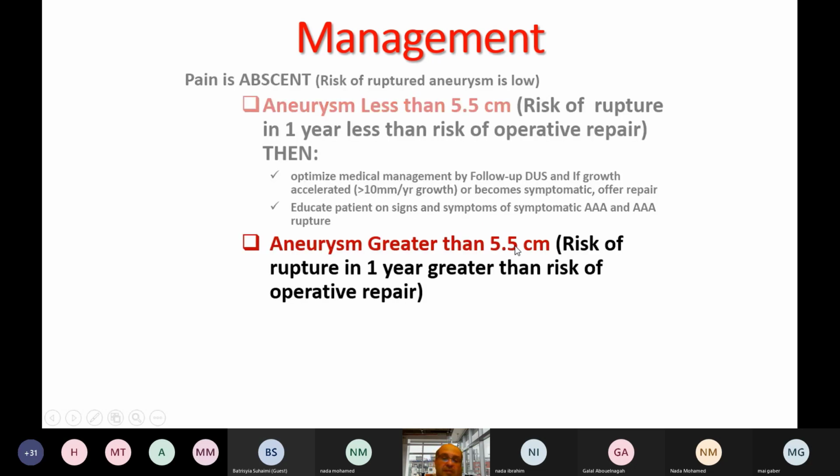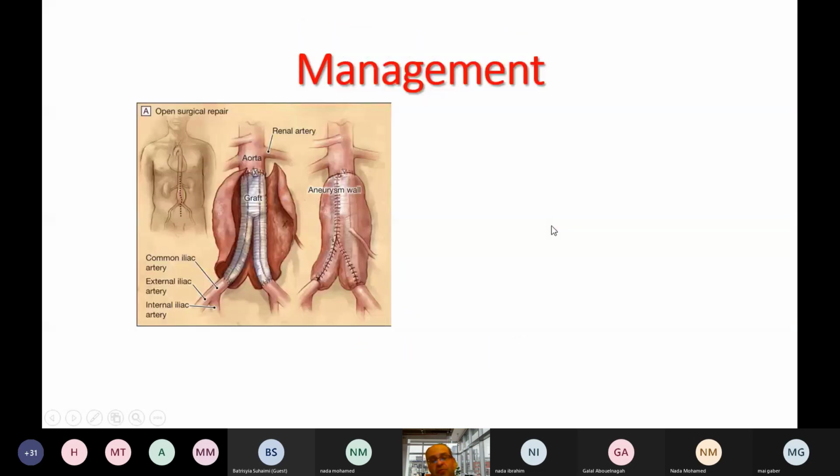If I have an aneurysm above 5.5, the risk of rupture is very high, and I have to repair it. And if I have an aneurysm which is complicated by pain or complicated by leakage, I have to do surgery for it, whatever the size of the aneurysm. If I have an aneurysm which is 3 centimeters and the patient suffers from pain, this means that it is an early sign of leakage or rupture, so I have to proceed to treatment.